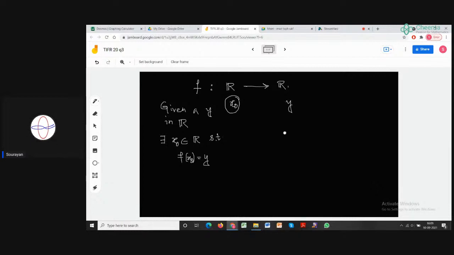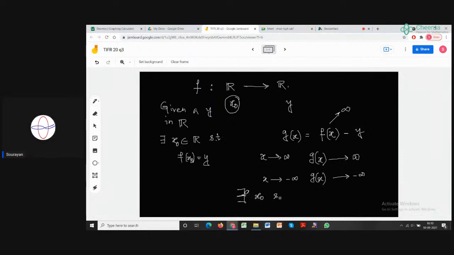So what we do is we take the function g of x equals f of x minus y. Now at x tends to infinity, g of x will tend to infinity, because we have proved that f of x is shooting towards infinity. At x tends to minus infinity, g of x will tend to minus infinity, for a similar reason. By the intermediate value theorem, there exists an x naught such that g of x naught equals 0. So the moment g of x naught becomes 0, you get f of x naught equals y. This is precisely what we wanted to figure out, that for a given y in R, there exists an x naught in R such that x naught maps to y. That is how the surjectivity proof is done.